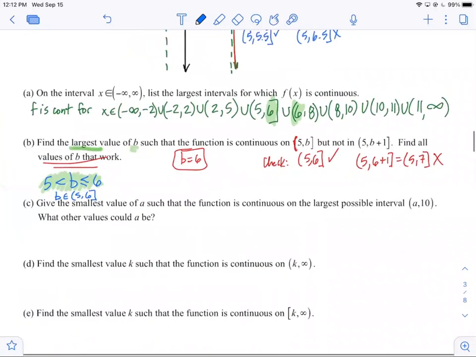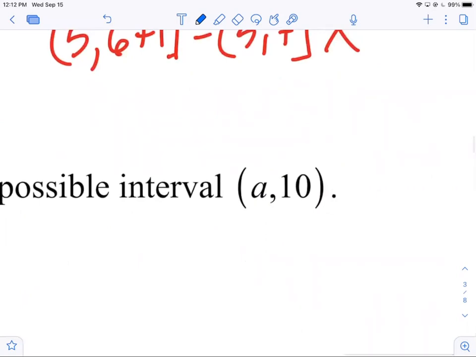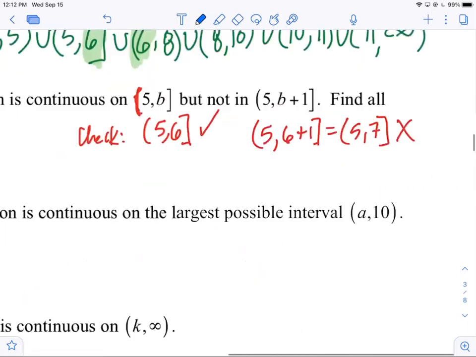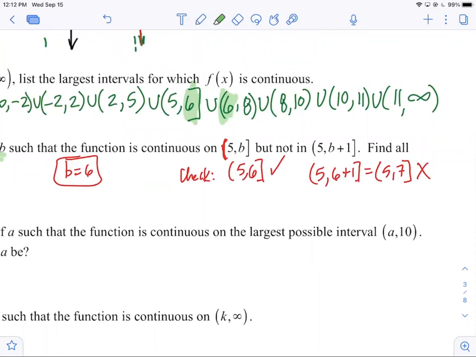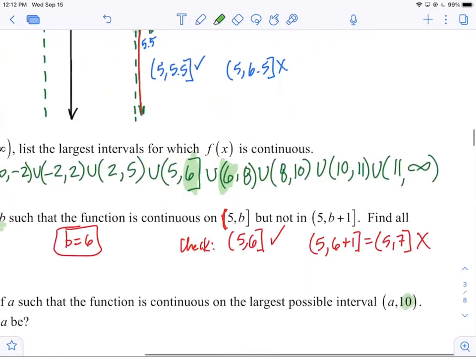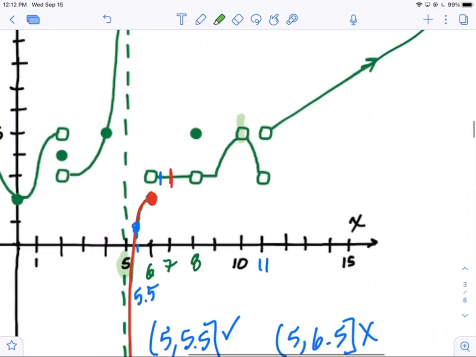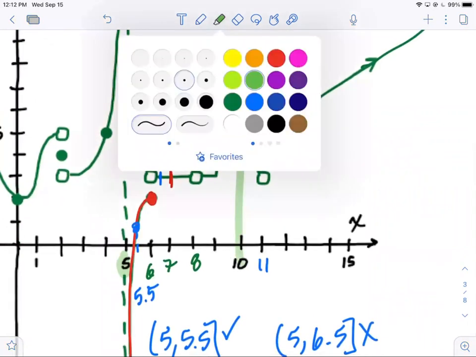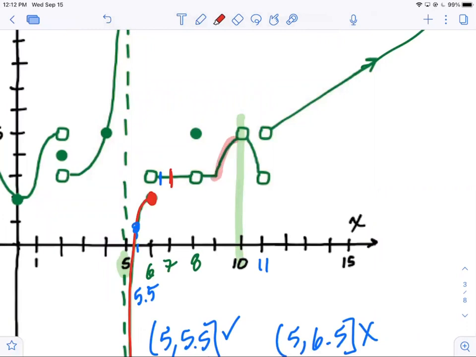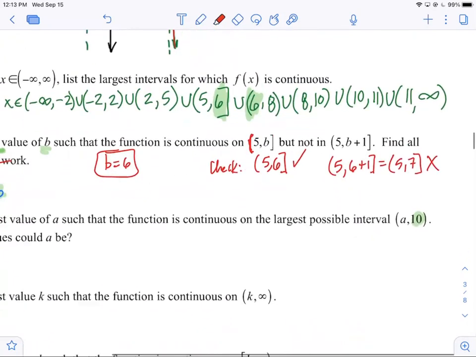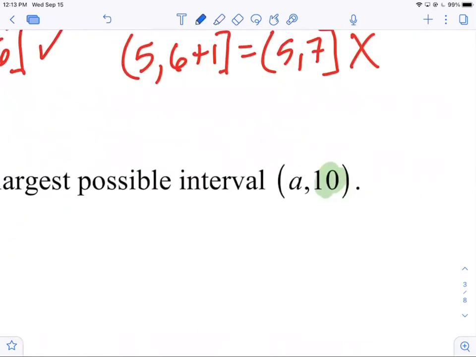Okay, it looks like y'all got C. We want the smallest value of a so that it's continuous on the largest interval from a non-inclusive to 10 non-inclusive. So in this case, we have our final destination, our endpoint on the right established, and it's right here. So now if I want the largest interval, I'll backtrack as far as I can, which means I can backtrack all the way to 8, right? Now, because this is open on both ends, then a equaling 8 is going to give me the largest open interval from the number to 10, right?